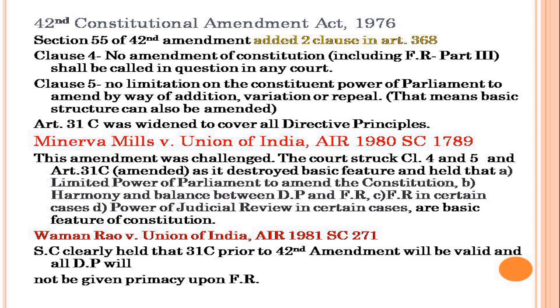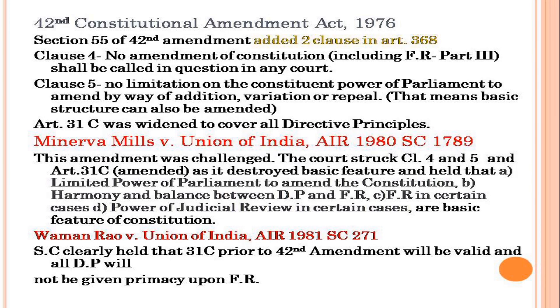31C, which was amended, was declared unconstitutional as it destroyed the basic structure of the constitution by excluding judicial review from the law affecting directive principles. And harmony and balance between fundamental rights and directive principles is an essential feature of the constitution.